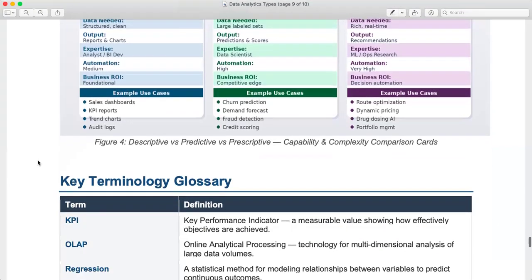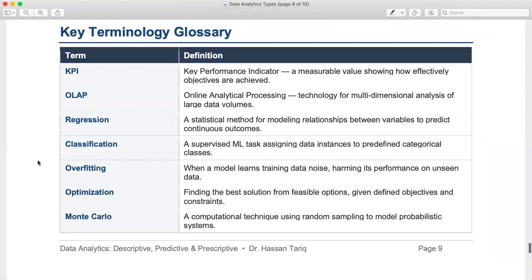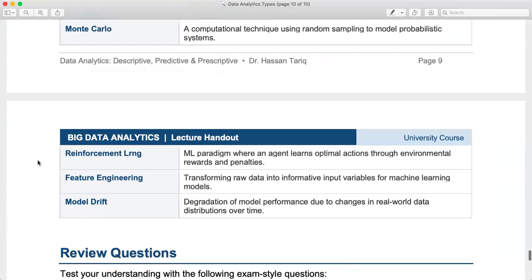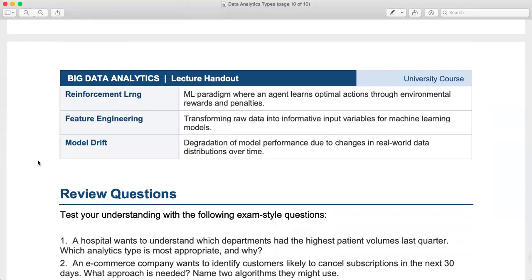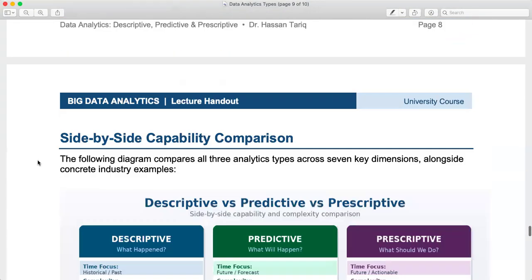So these are some of the terms that we have used in the lecture, so that you can understand the whole point.